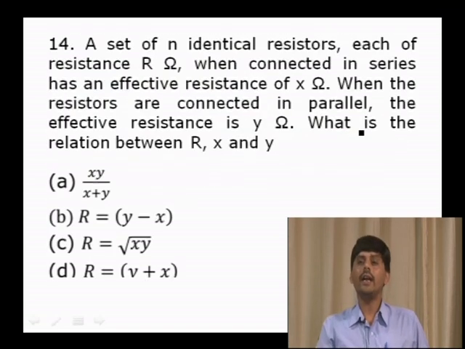A set of n identical resistors, each of resistance R ohm, when they are connected in series, has an effective resistance equal to X.